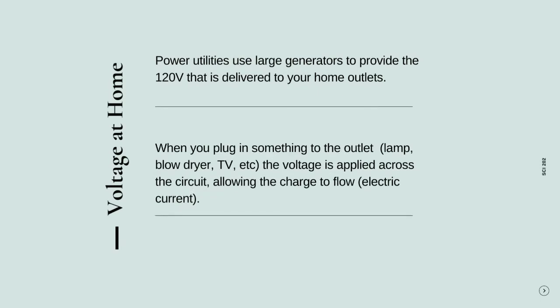Power utilities use large generators to provide the 120 volts that is delivered to your home outlets. When you plug in something to the outlet like lamp, blow dryer, and TV, the voltage is applied across the circuit, allowing the charge to flow.